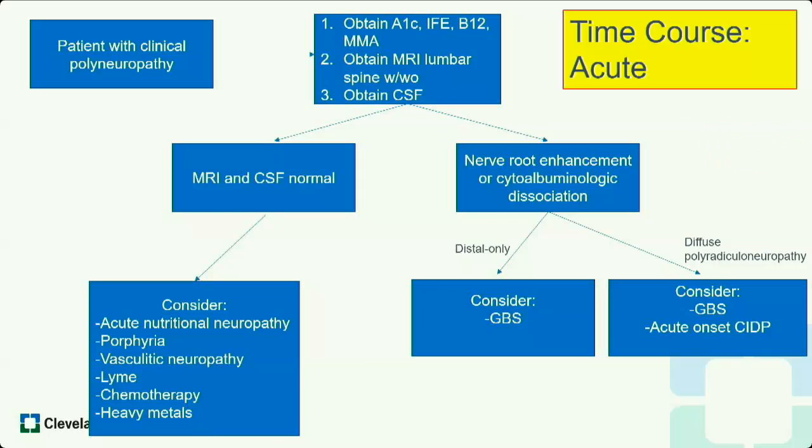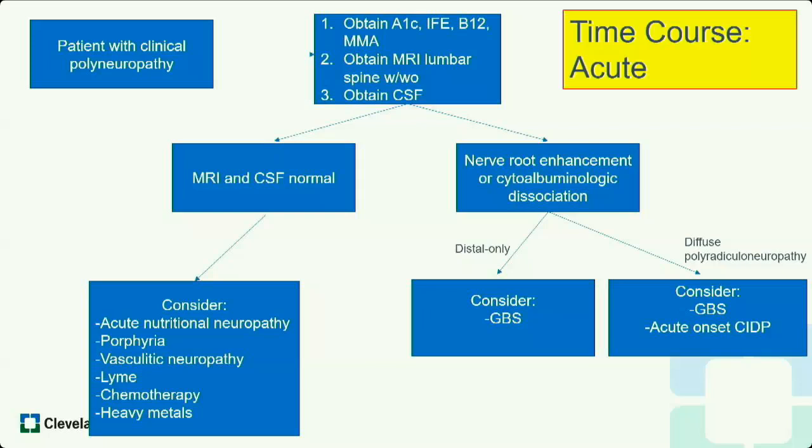So an MRI of the lumbar spine with and without, and obtaining spinal fluid. Again, looking for nerve root enhancement to support either inflammation or demyelination, and then spinal fluid, looking for that protein elevation with a normal white blood cell count, because those are going to also help you separate these out. In terms of your differential, if you're seeing this linear nerve root enhancement or this cytoalbuminologic dissociation, you're probably pretty comfortable going down the demyelinating route at that point and managing it as GBS.